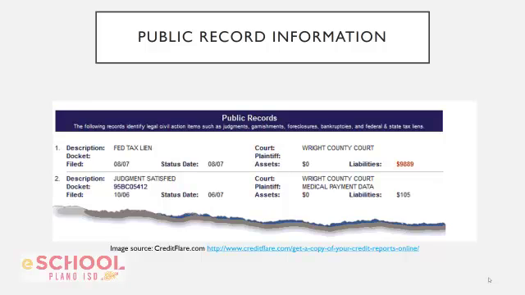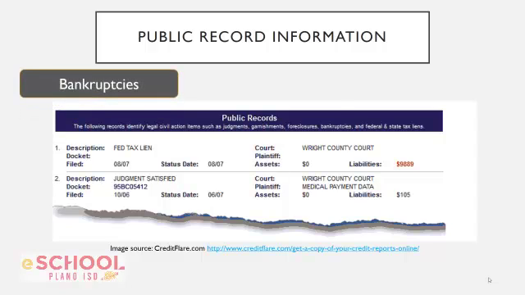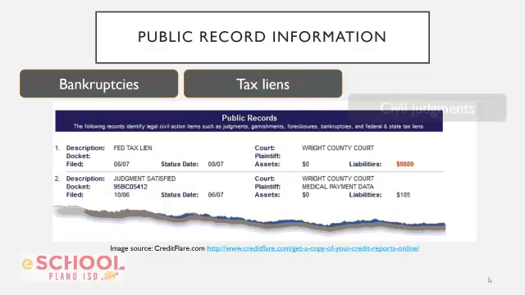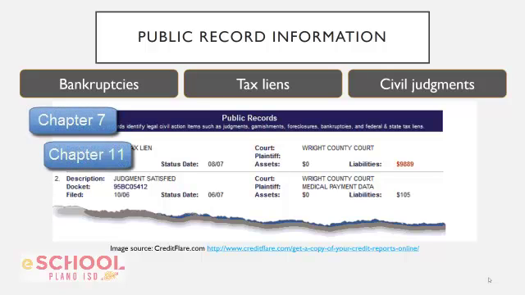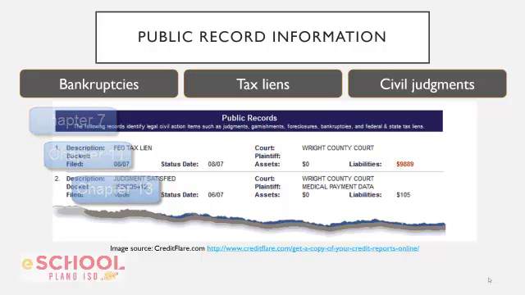Your public record information. There are three main types of public records that can be included: your bankruptcies, your tax liens, and your civil judgments. For bankruptcies, there could be Chapter 7, Chapter 11, or Chapter 13 bankruptcies, and the length of time that a bankruptcy will stay on your credit report depends on the type and whether you stuck to the terms of the agreement when you did go bankrupt.